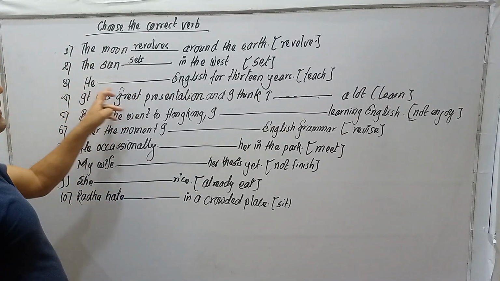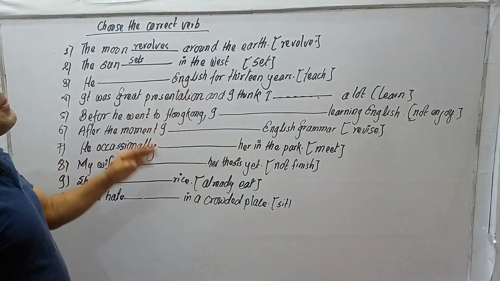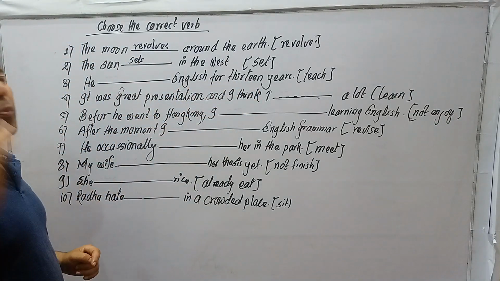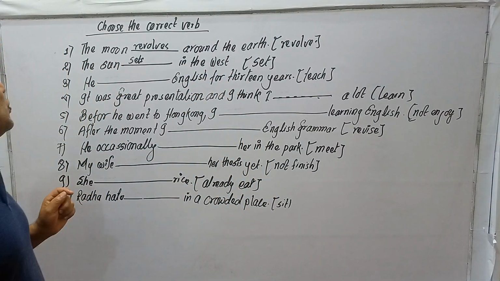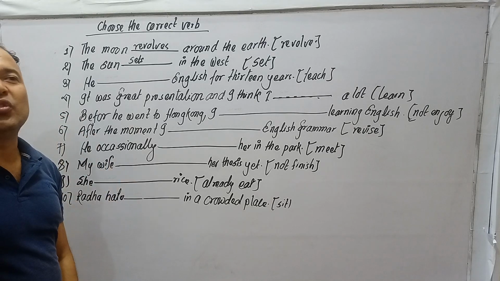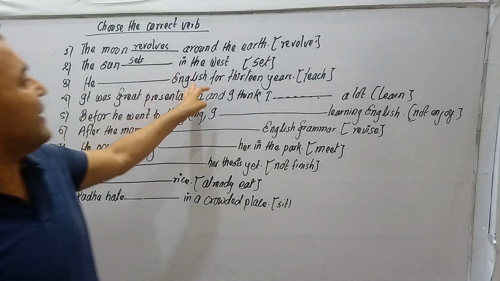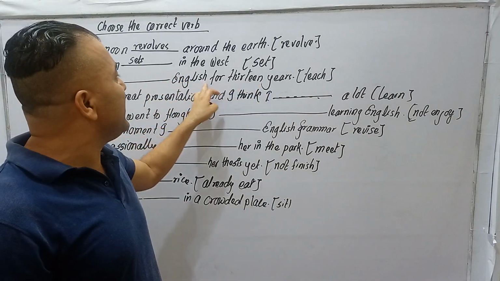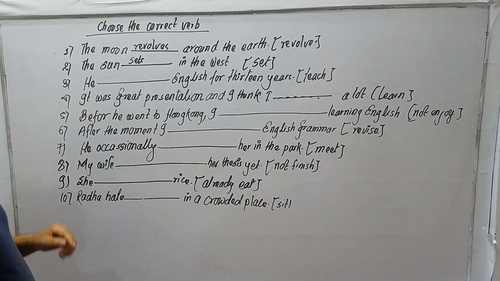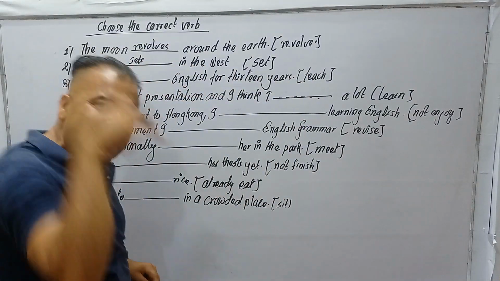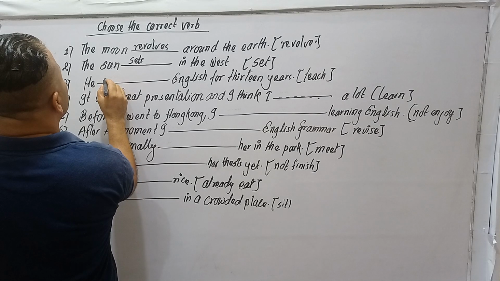He English for 13 years. In this time period, for is the period of time, since is the point of time. We have to use perfect continuous tense. He has been teaching English for 13 years means he is still teaching. The teaching process is continuous till now. That's why we have to use he has been teaching.